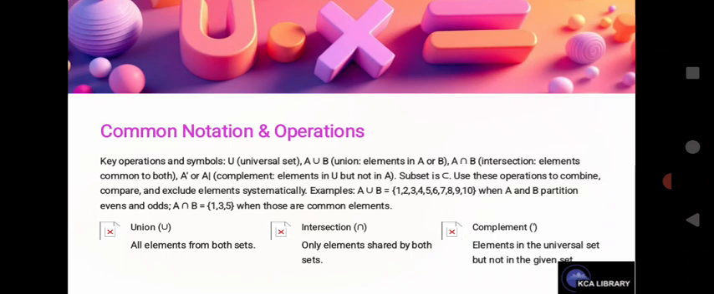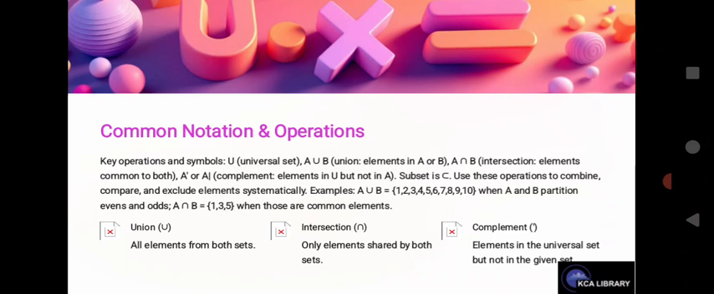For union of sets, if you have two sets, say A and B, and you want to get the union, union means all the elements that are from both sets. If A contains, say, 1, 2, 3, and B is 4, 5, 6, the union becomes 1, 2, 3, 4, 5, 6. You see, you combine all the elements.